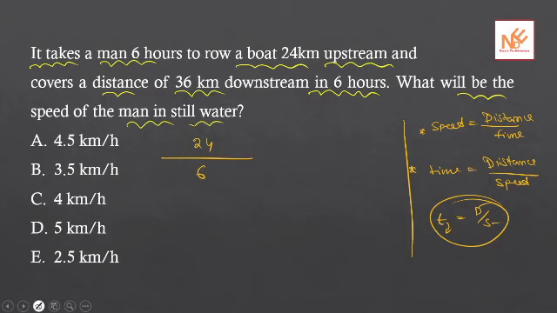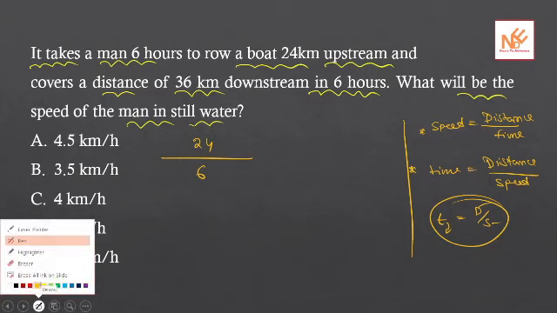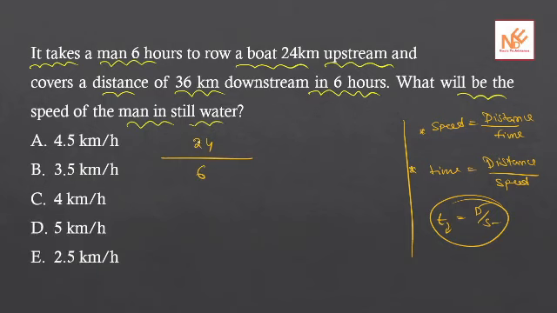What is the upstream speed? Upstream speed is total distance covered divided by total time. Upstream: 24 divided by 6 is 4 kilometer per hour. The unit of speed is kilometer per hour and the SI unit is meter per second.